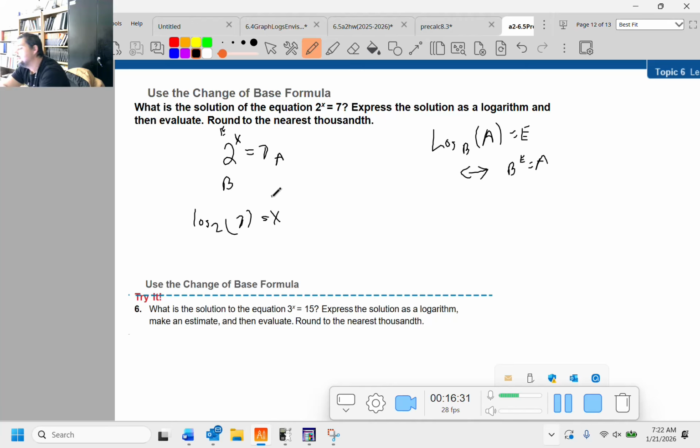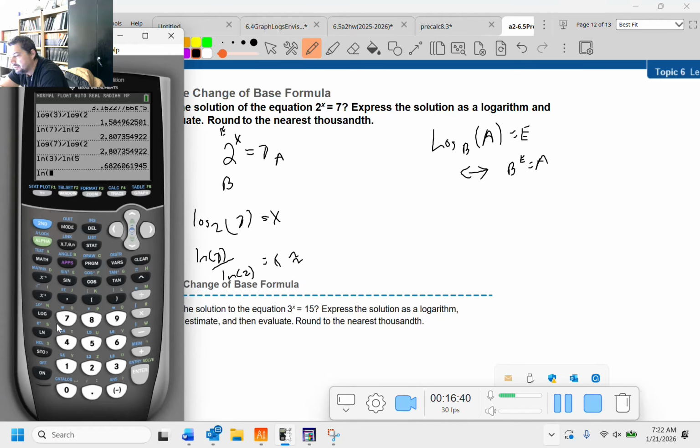Now, if you want to know what it is as a decimal, you type it in like this: natural log of 7 over natural log of 2. That's your x value. What is the natural log of 7, sitting pretty over the natural log of 2? Here's about 2.0. Oh, we've already done that one. 2.8074.